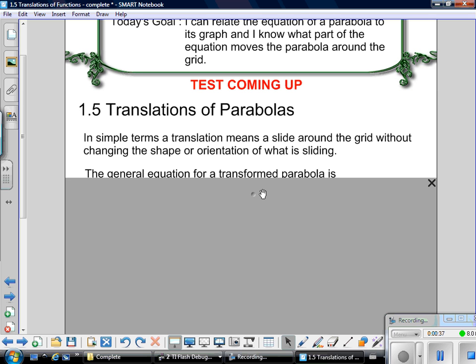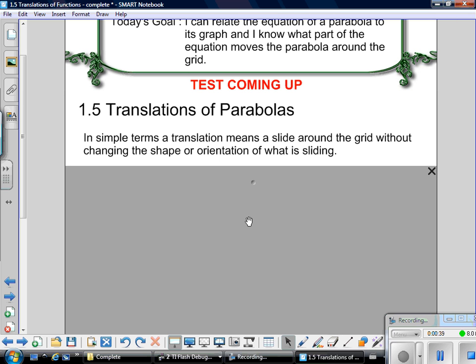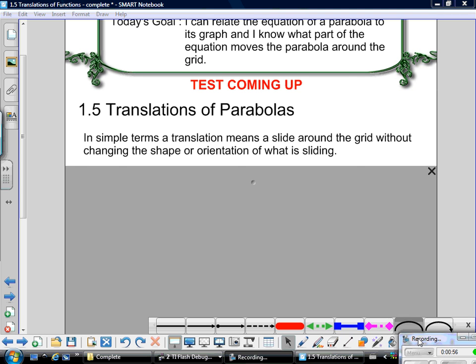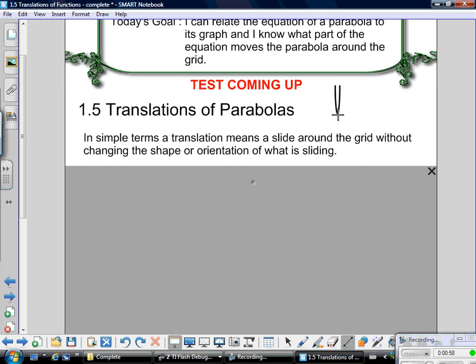Okay, translations of parabolas. So in simple terms, a translation just means a slide around the grid without changing its shape or orientation. So orientation means if it opens up, it's still going to open up. So for instance, this is my parabola. What it means when I go to slide it, I literally slide it. I move it right or left, up or down, but I'm not flipping it over.